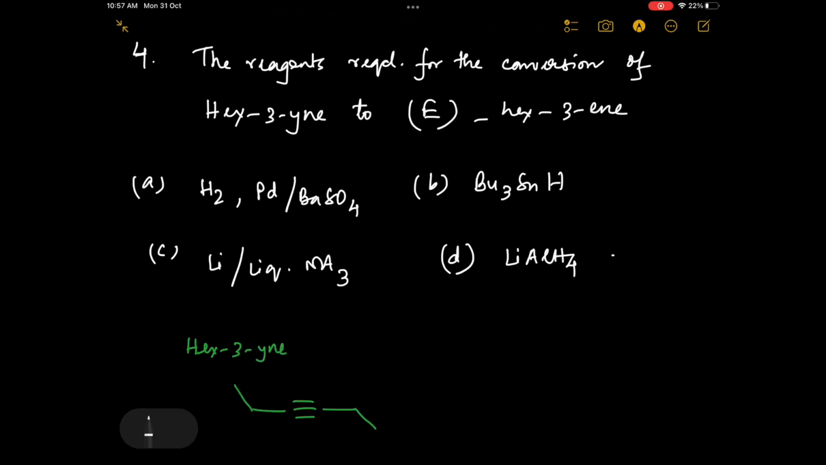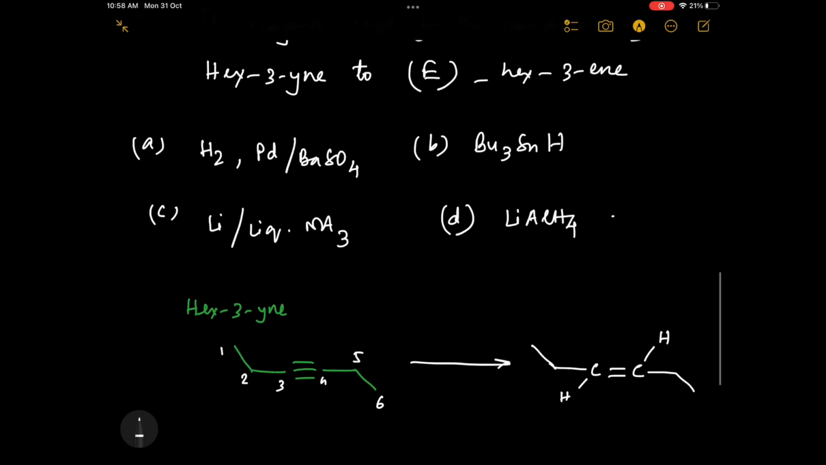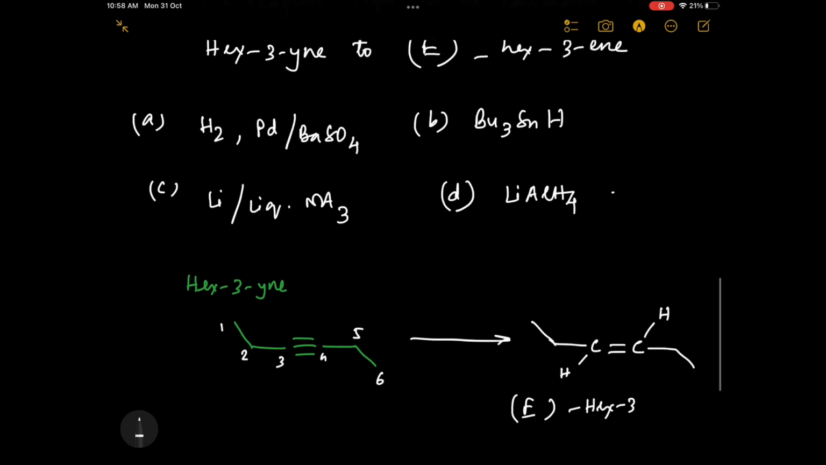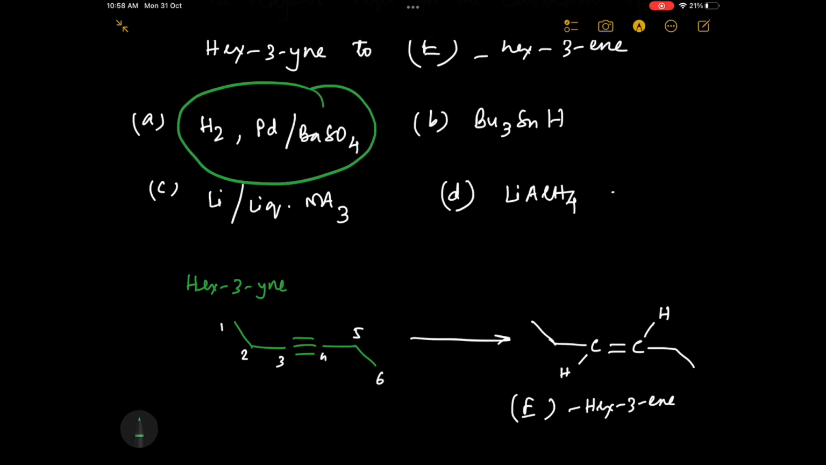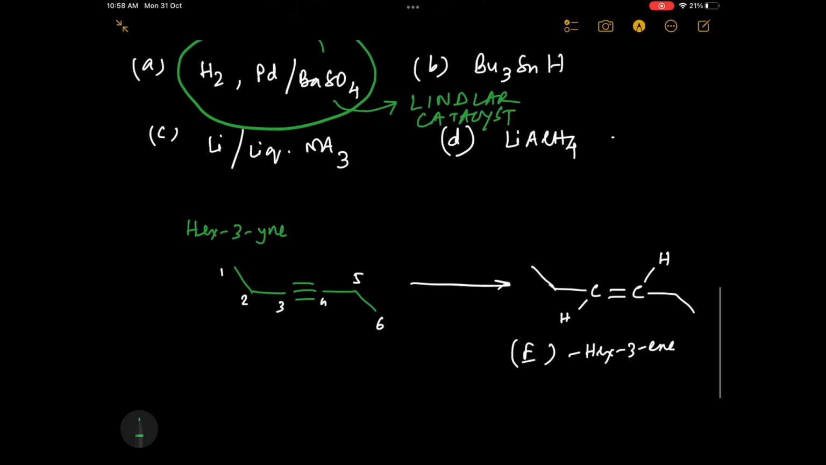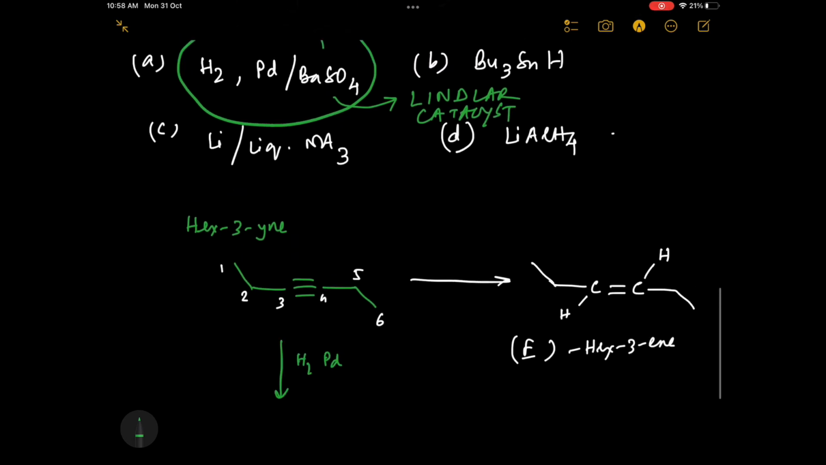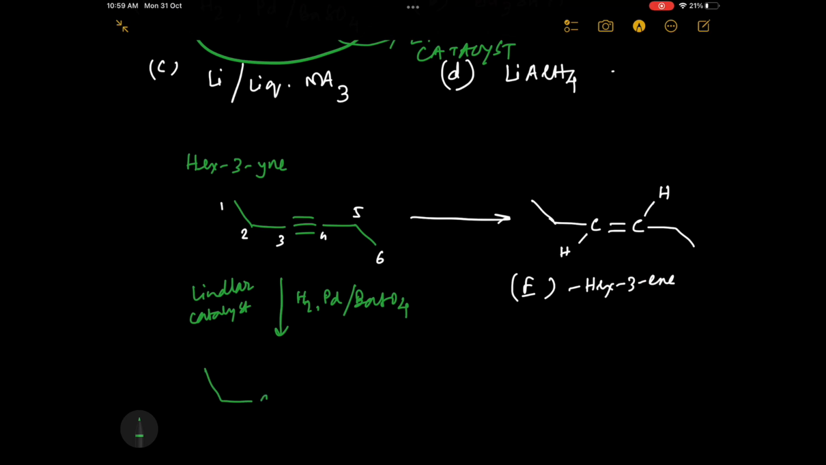As you can see, hex-3-yne, with the numbering of the carbons, looks something like this, and it needs to be converted to the E-hex-3-ene, that is the trans form of hex-3-ene. To solve this question, let us first look at the first reagent, which is a pretty well-known reagent, the Lindlar catalyst. The Lindlar catalyst is known for converting alkynes to cis alkenes or the Z forms, where the two higher priority groups or the bigger groups are on the same side.